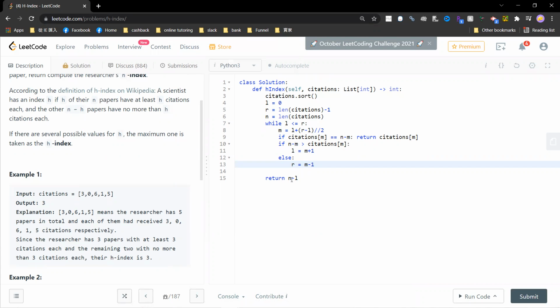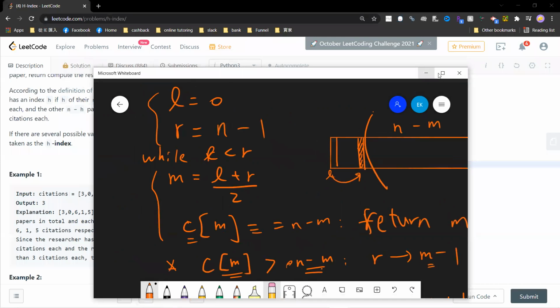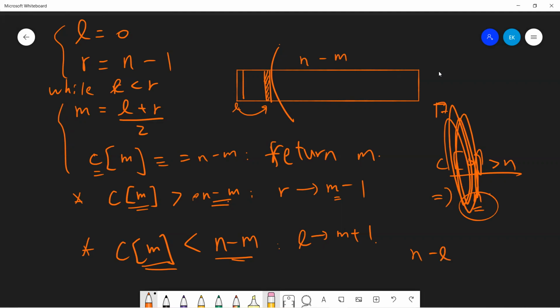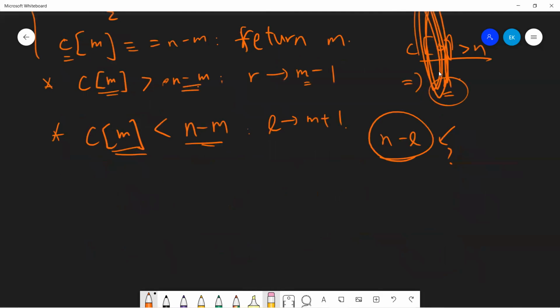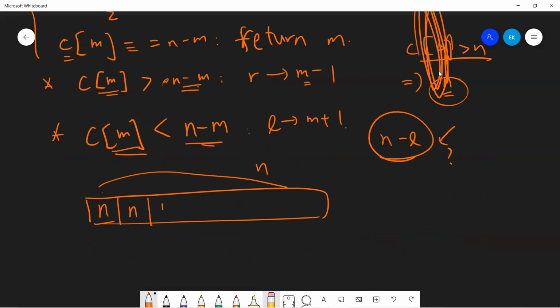Okay, so this is a little bit hard to understand. The reason is, let's see a special case. Why n minus L? Let's imagine a case where this professor has a total of n papers, and all the citations are greater than or equal to n. So this is n.